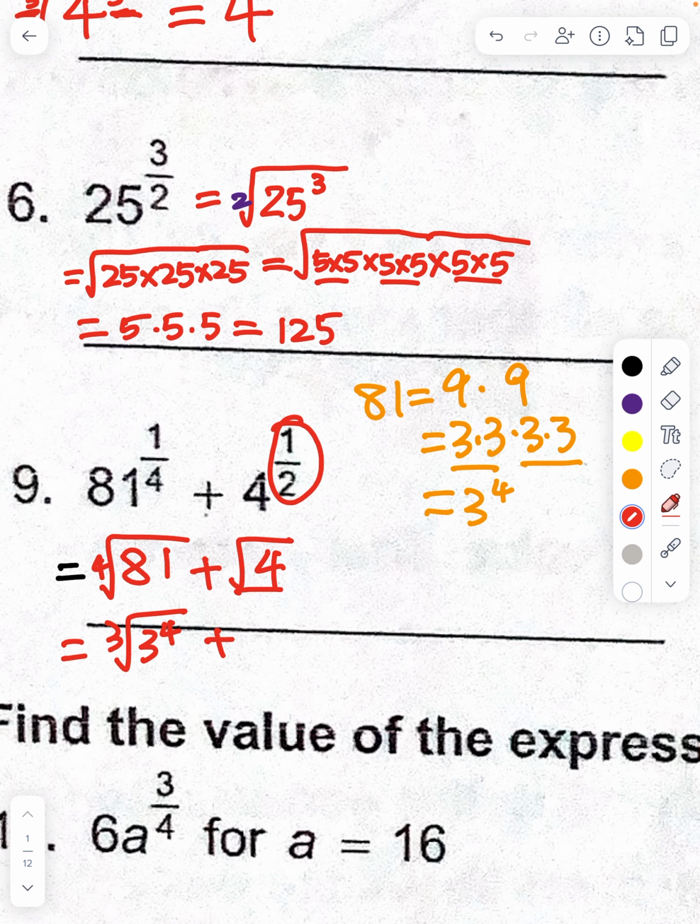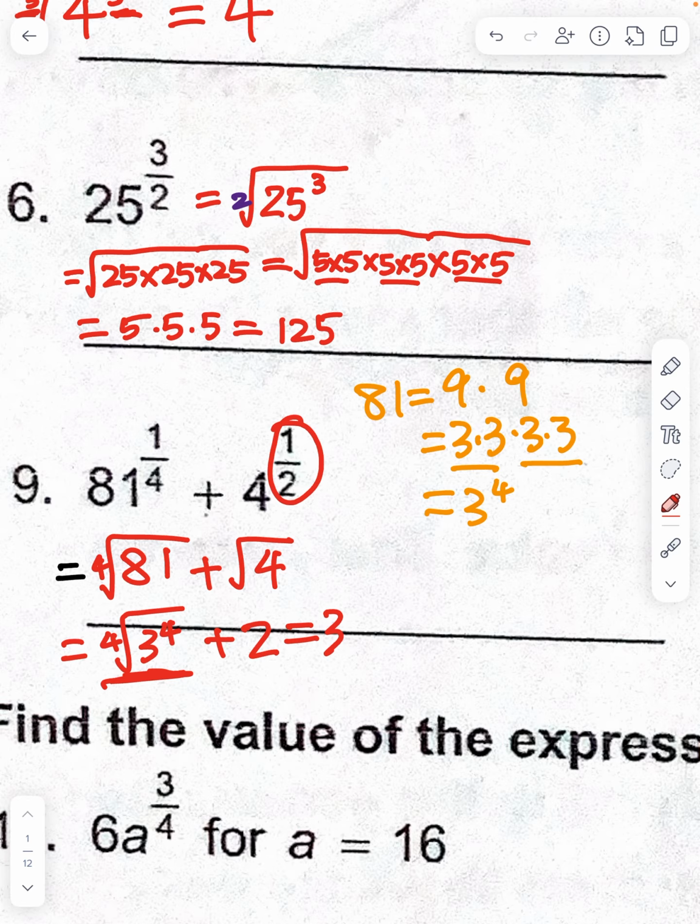And we know square root of 4 is just 2. So this part is, oh, I made a mistake right here. So here would be 4. Oops, should be 4. So the final answer is 3 plus 2. That is 5. This is number 9.